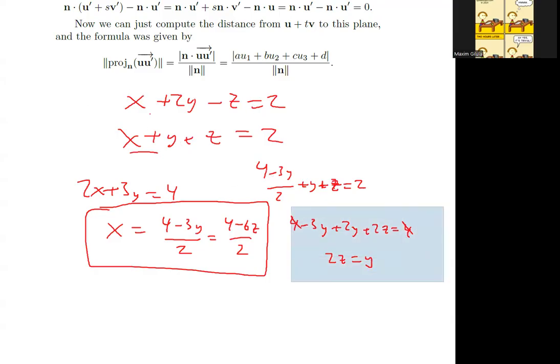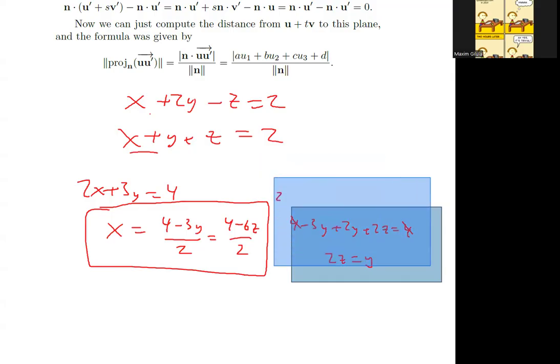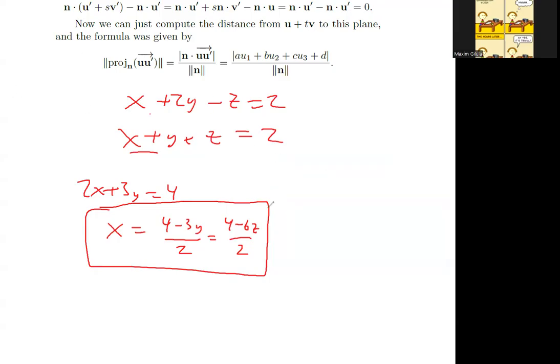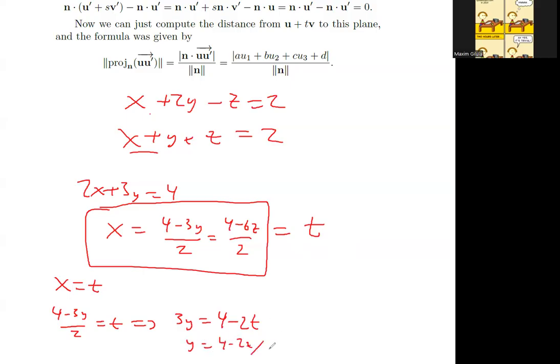What I could do from an equation like this in order to get to parametric form is I could set these equal to t. And that's a really nice way to get an equation of a line. So if I set this equal to t, then I get x equals t, 4 minus 3y over 2 equals t, and therefore 3y equals 4 minus 2t, and y equals 4 minus 2t over 3.